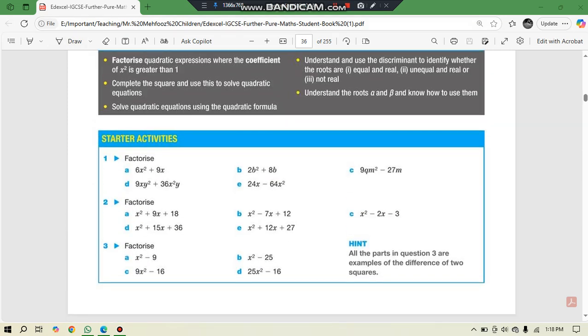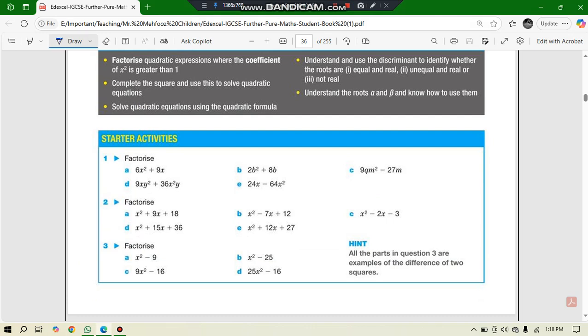So first of all, you can see that we have to factorize these questions. So how can we factorize these questions? First of all, you are given 6x square plus 9x.